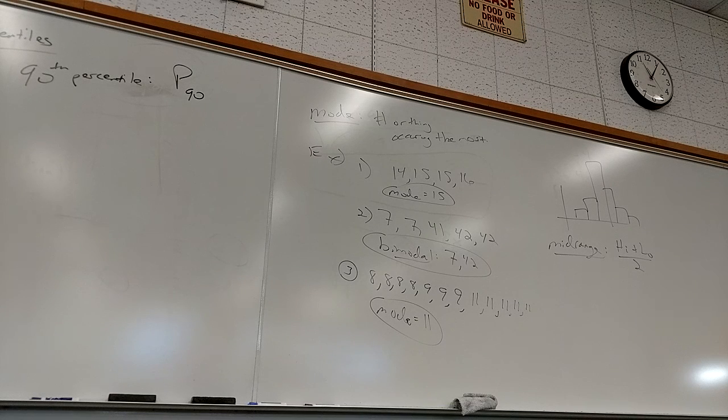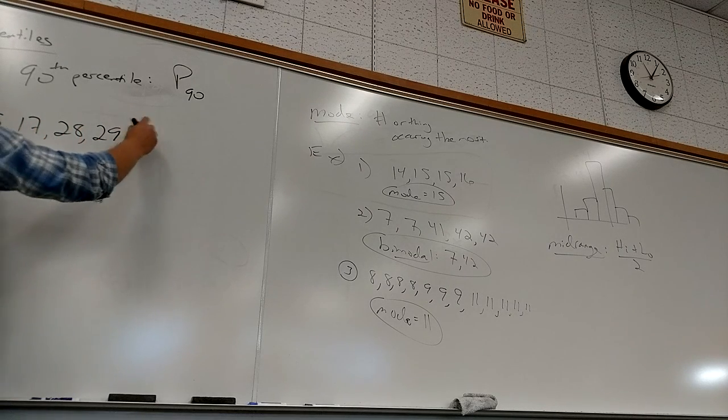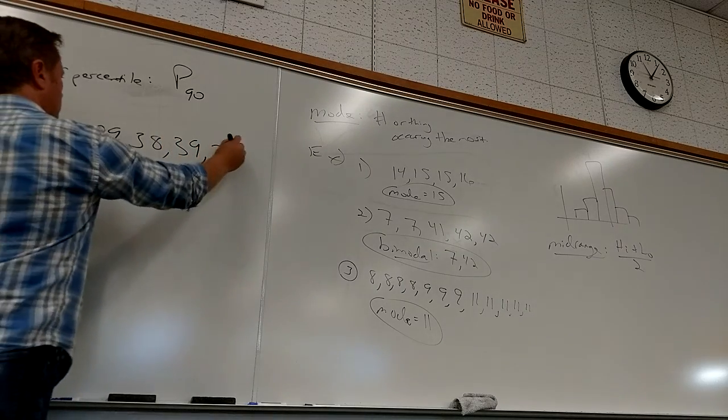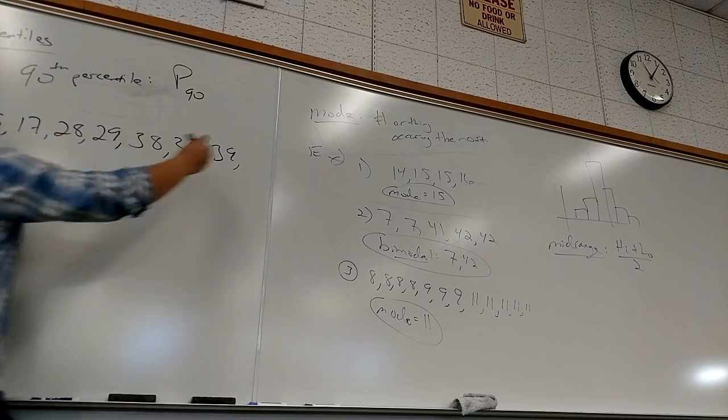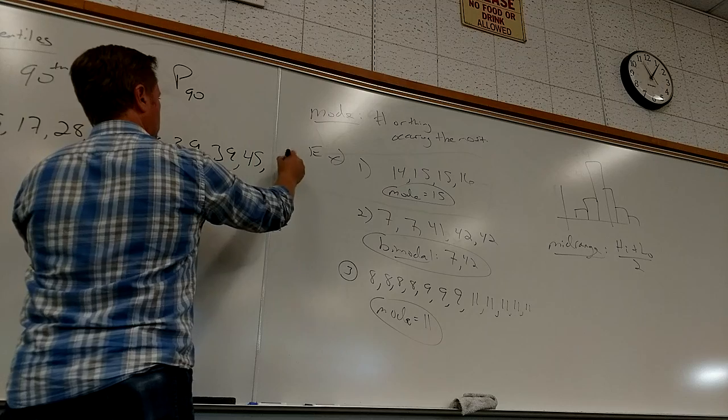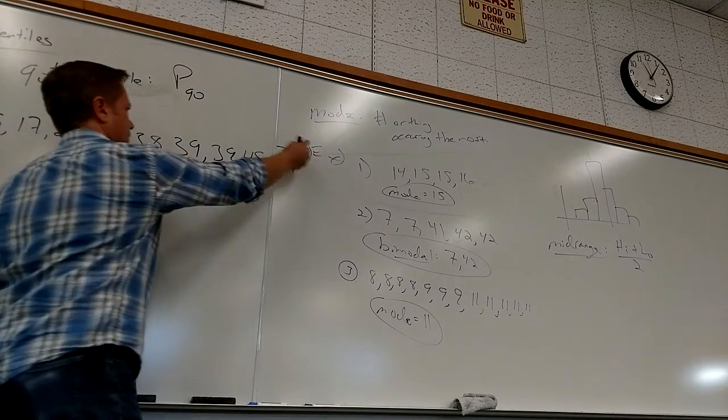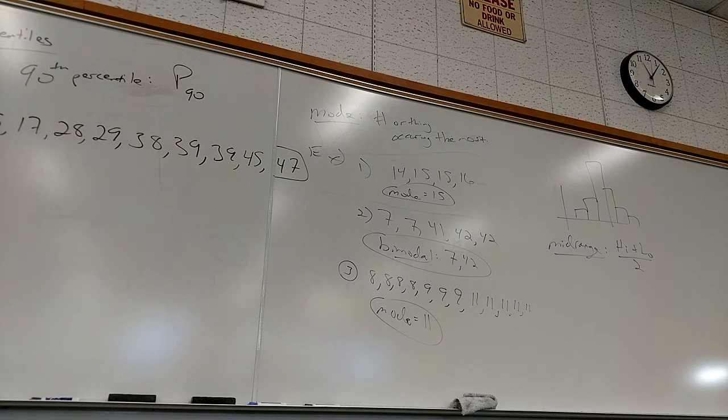So here's an example of a set of data. I'm going to go ahead and put it in order, by the way, because obviously this has to be in order. You don't just put your 30 grade and put it over there and say, I'm in the 90th percentile. No, sorry. So 11, 15, 17, 28, 28, 38, 39, 39. What is it? 1, 2, 3, 4, 5, 6, 7, 8. Jeff can count. 45, 47. I like it. Okay, so 10 data points. It's going to make it easier to talk about this. What number do you think is the 90th percentile?